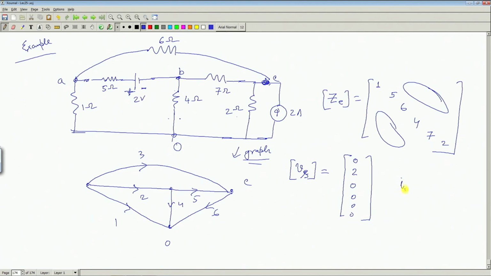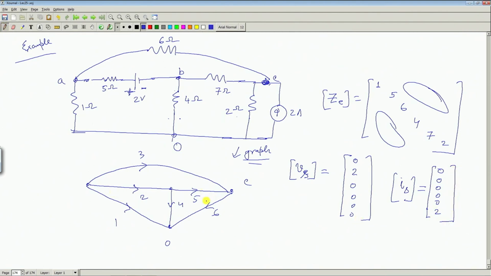Similarly, what will be Is? Another column vector. In all the elements, current source is present? In element 1, no current. 2, 3, 4, 5, only current is in the 6th element. So, 0, 0, 0, 0, 0, and the 6th element current is 2 ampere and it is plus 2, I will write. Plus 2, and this is your Is.